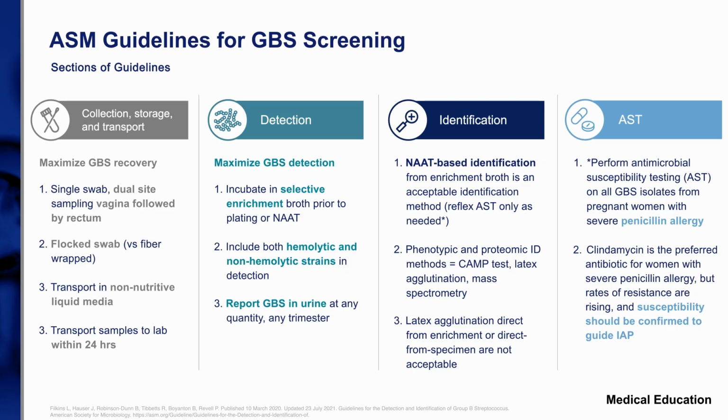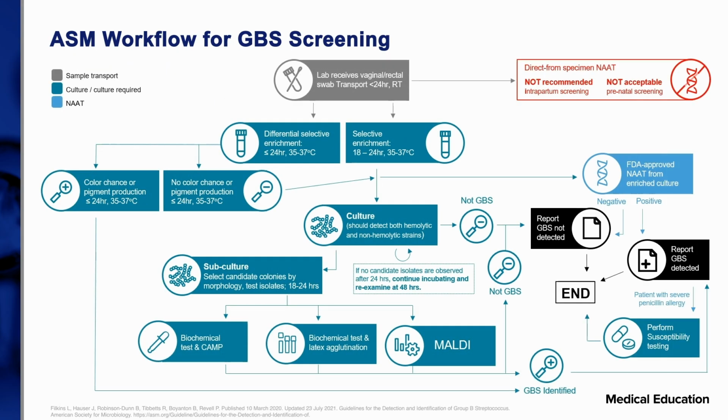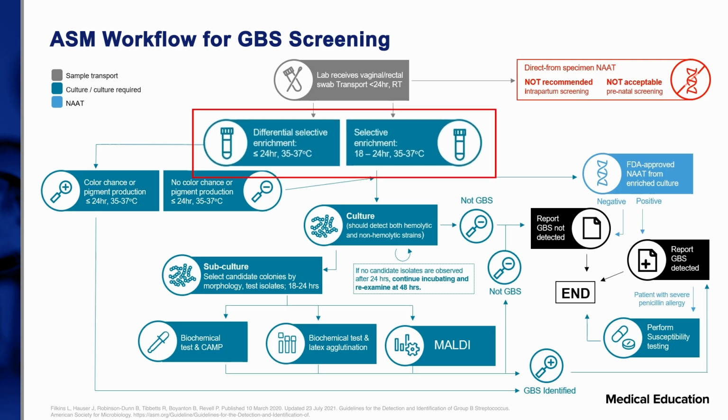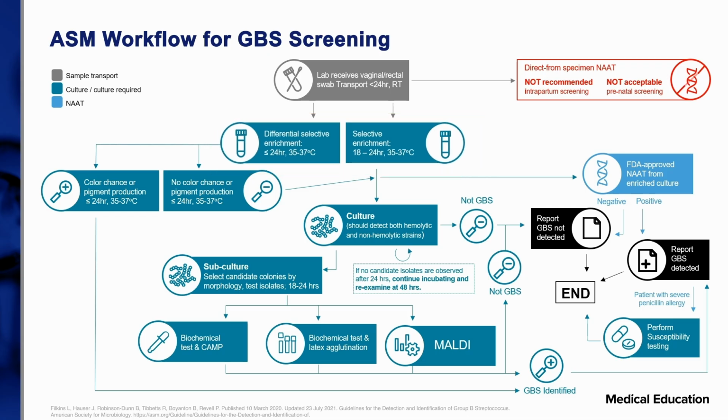And so the workflow for GBS screening is first the lab is going to receive that swab, right? That's transported within 24 hours at room temperature. And the lab is either going to do a differential selective enrichment or a selective enrichment. So let's start with a differential selective enrichment because it's on the left-hand side, and we'll walk down that first.